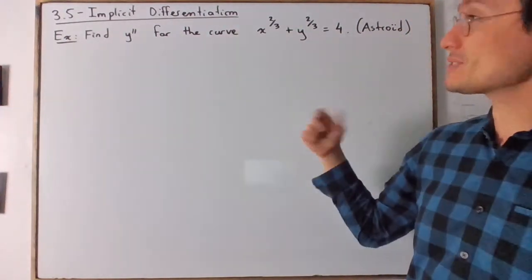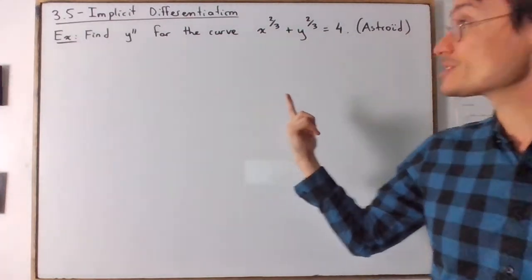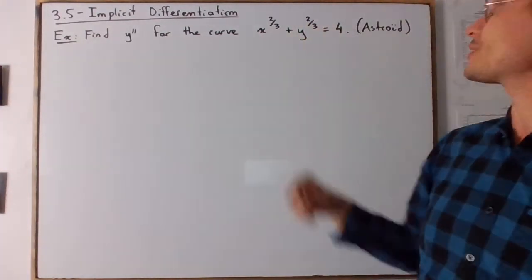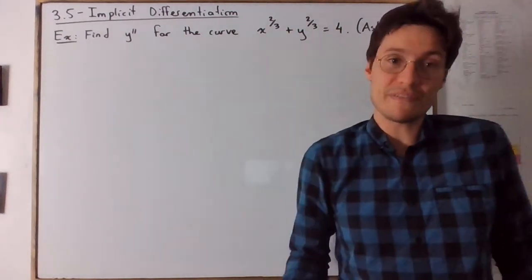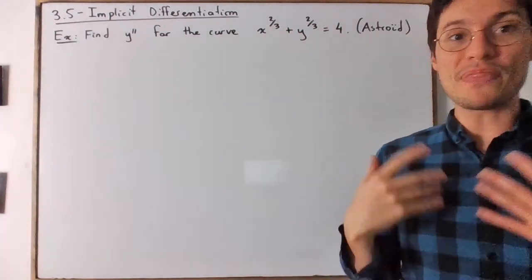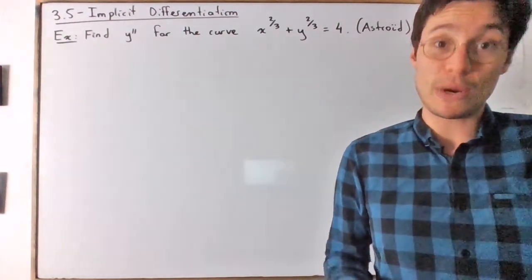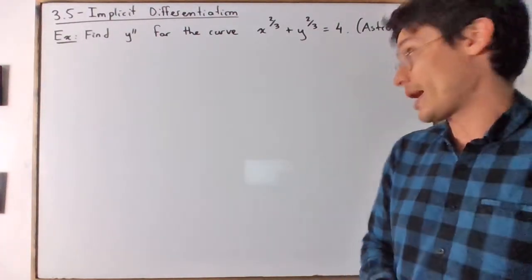Find y prime prime, so the second derivative, in other words, for the curve x to the 2/3 plus y to the 2/3 is equal to 4. So this curve is called an asteroid. If you plot that on Desmos or GeoGebra or any other type of software, you will see it.